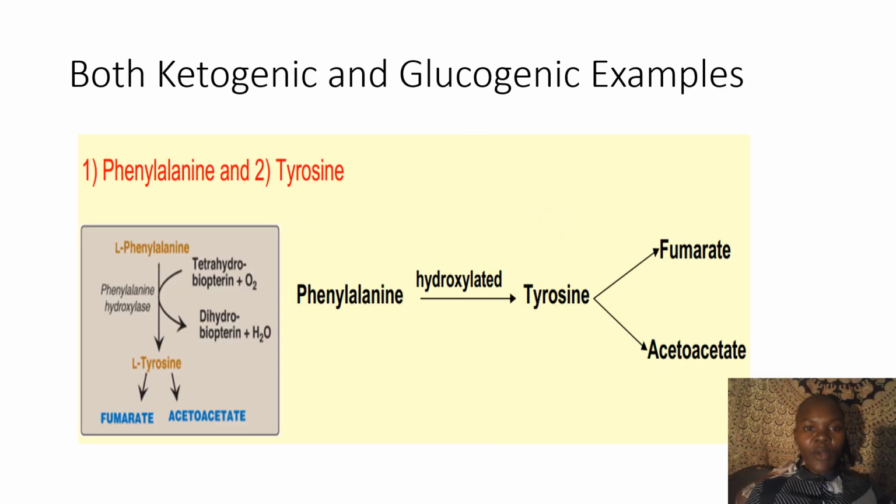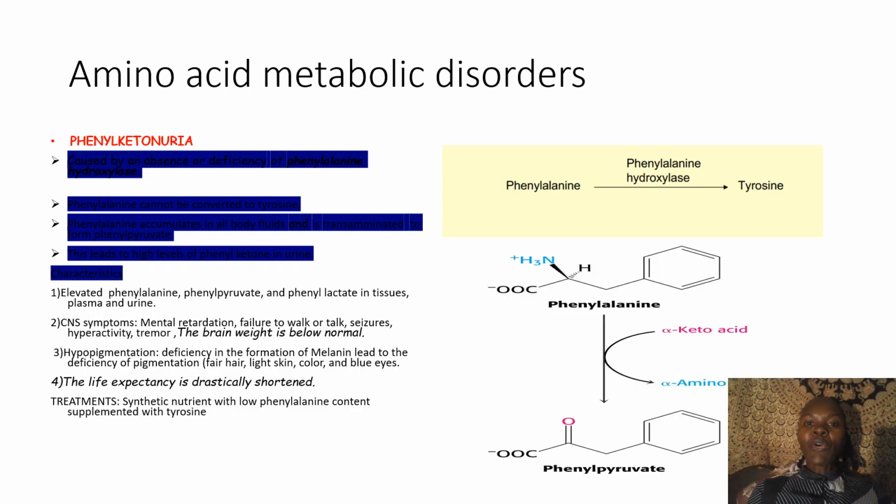So they are glucogenic. The ones which are both ketogenic and glucogenic, I didn't explain further the steps, but the last product of their degradation is fumarate, which is an intermediate of the TCA cycle, and acetoacetate, which is a ketone body. So that makes phenylalanine and tyrosine fall in both ketogenic and glucogenic amino acids.